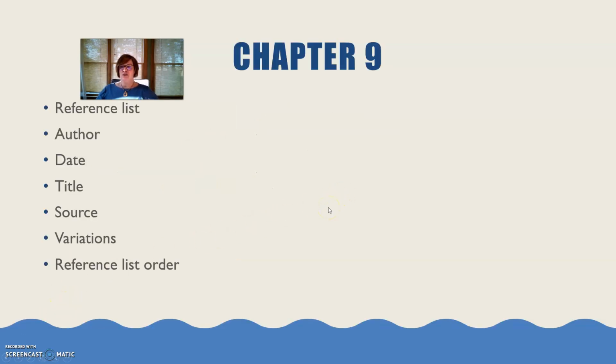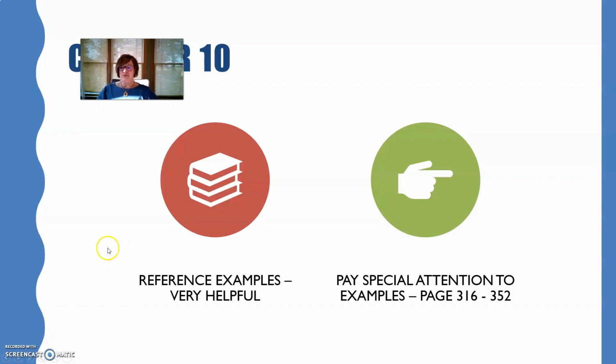Chapter number 9 goes into the reference list itself, the structure of the references, and there are basic components in each and every one of our references: the author, the date, the title, and the source. There are variations for different types of references, so that's included in chapter number 9, and we always want to use alphabetical order when we're doing our reference lists. Chapter 10 has some reference examples, and they are very, very helpful. Pay special attention to those examples, especially pages 316 through 352.